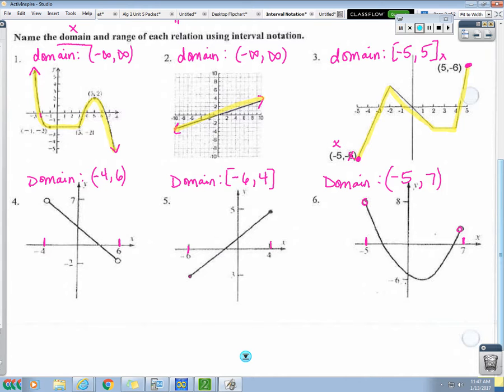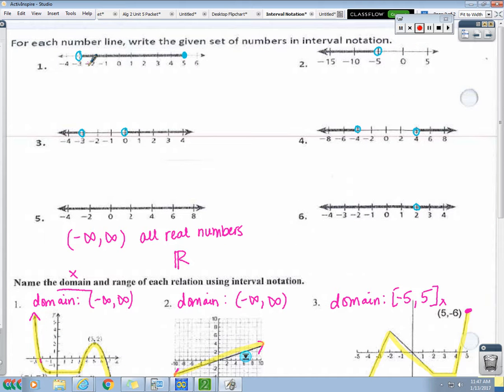Your homework is 1 through 4. I did say that. I said this wasn't homework. 1 through 4. Okay, now listen, this is not on the pink sheet. I will take this up for a separate grade on Tuesday. So 1 through 4, you need to write it both ways. Write it with an equality sign and write it as interval notation like we did on the front.